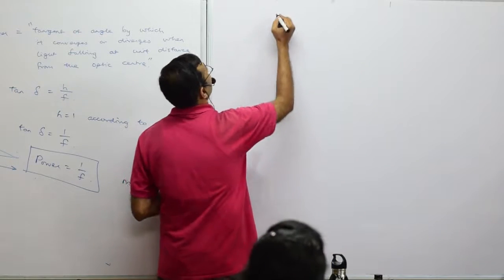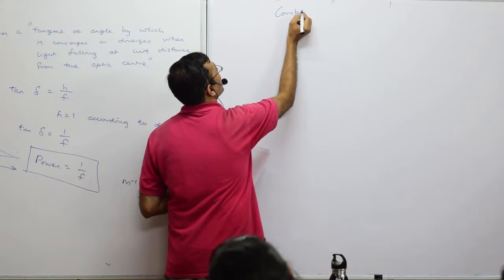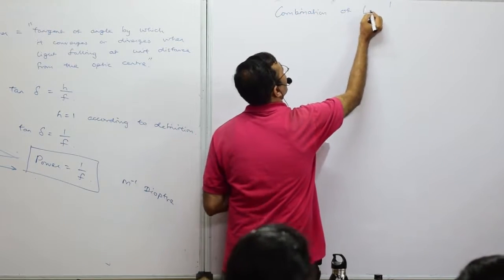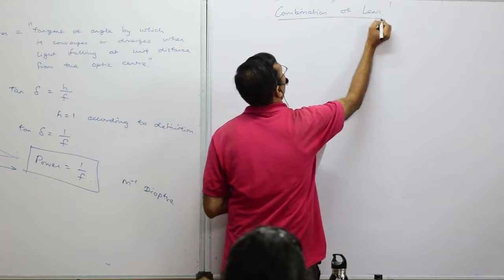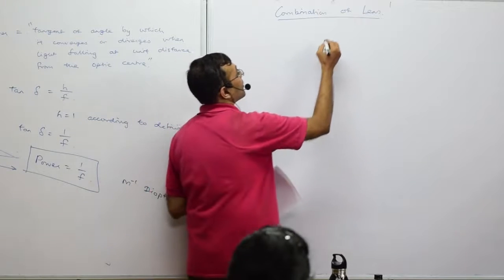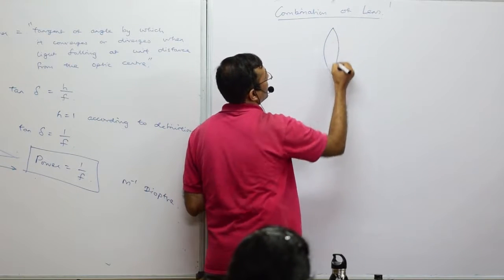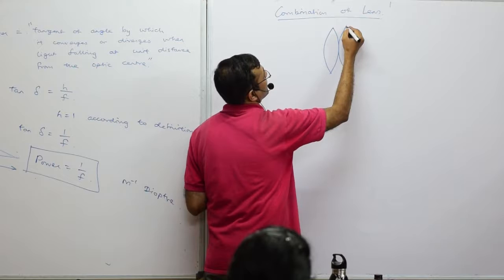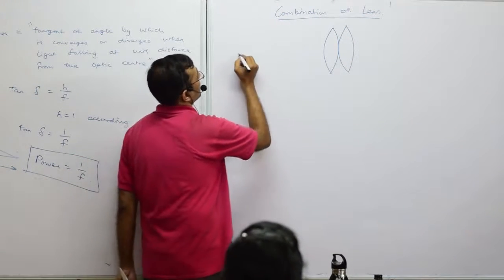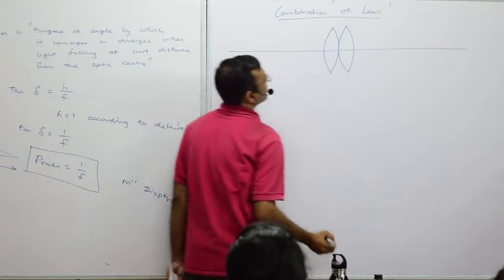The next topic is combination of lens. It's a very easy topic. So suppose I had two lenses touching each other, kept like this. Let's say this is my principal axis.